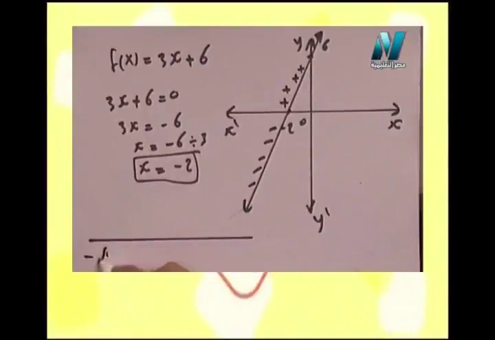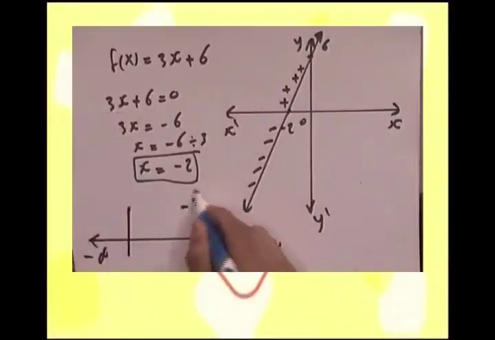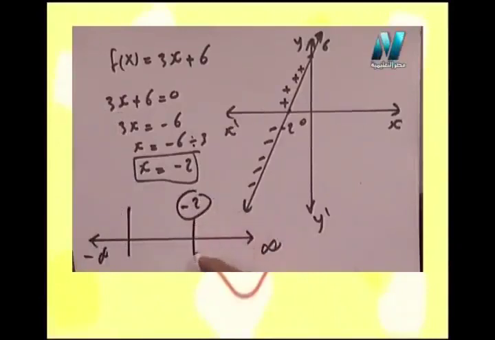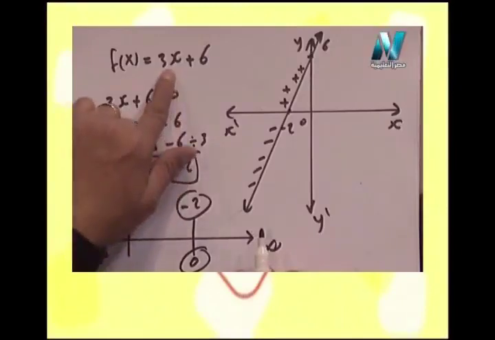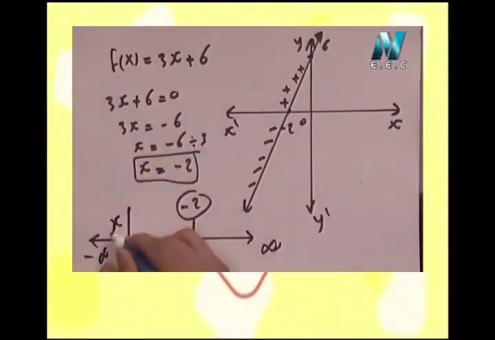We have here negative infinity and positive infinity for this part, and we have negative 2 here. At negative 2, the function will be 0, of course, because at first we calculated 3x plus 6 equals 0. So when we put x equal negative 2, 3 times negative 2 equals negative 6, plus 6 equals 0. So when x equals negative 2, f of x will be 0.